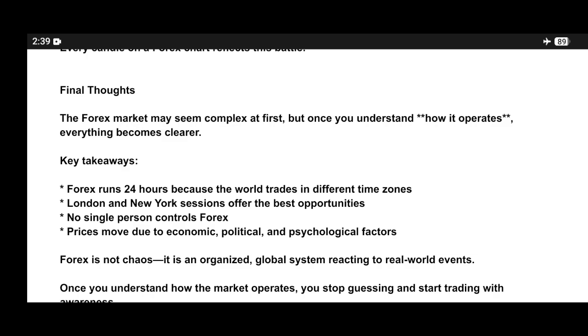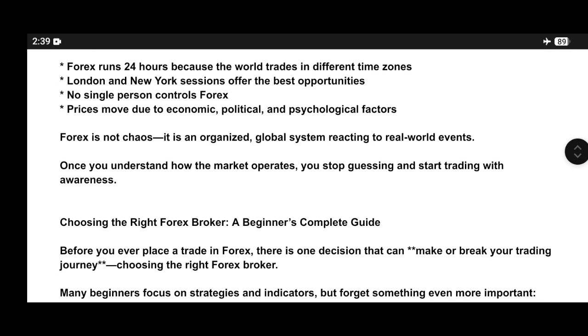Then forex is not chaos. It is an organized global system reacting to real world events. Once you understand how the market operates, you stop guessing and start trading with awareness. Are you getting me? Choose the right forex broker.